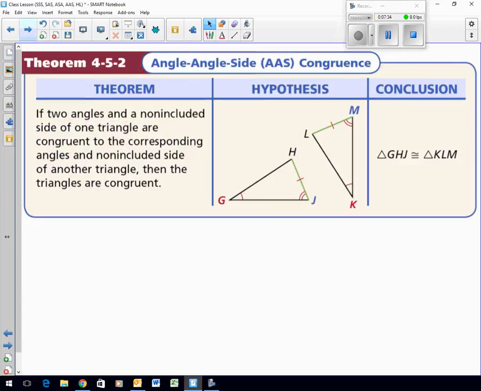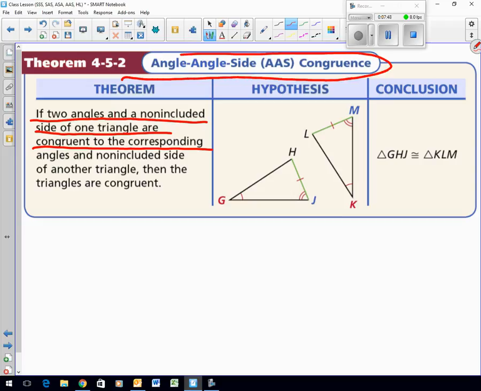Well, if the non-included side is congruent in two different triangles, you also have congruent triangles. So, two angles, we call this the angle side congruence theorem. Two angles and a non-included side of one triangle are congruent to the corresponding angles and non-included side of another triangle. I have triangle congruency.